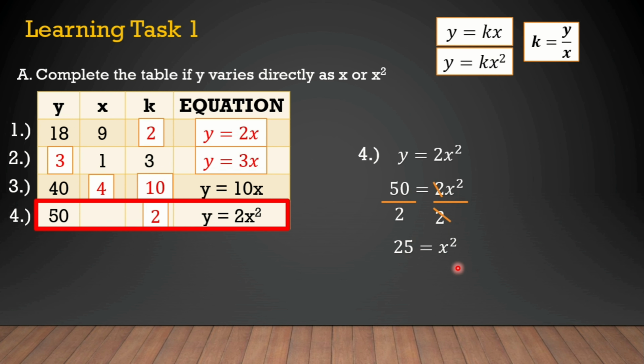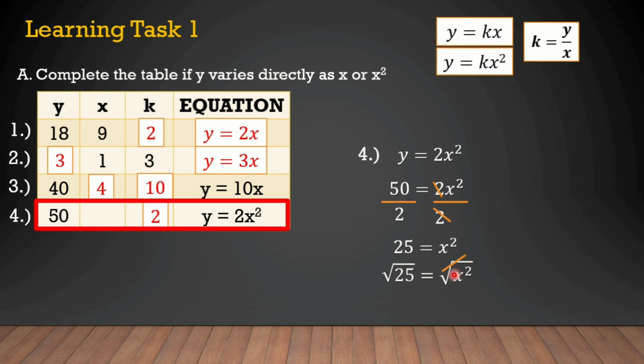Ito na ba yung final answer? Hindi pa po. Kasi meron pang x squared dito. So, to eliminate or para matanggal natin yung 2 dito or yung exponent dito sa x, i-extract lang natin both sides of the equation. Lalagyan lang natin siya ng radical sign. Kukunin natin yung square root ng equation.